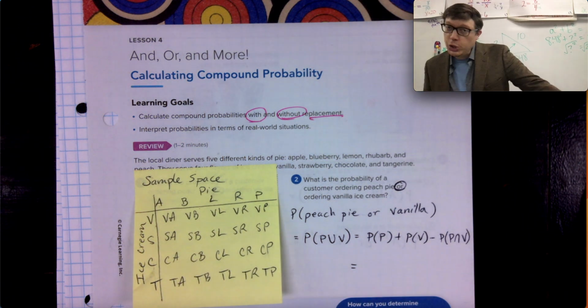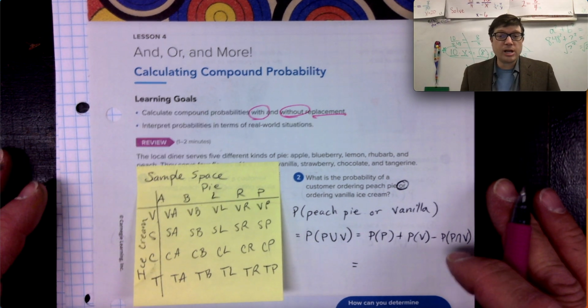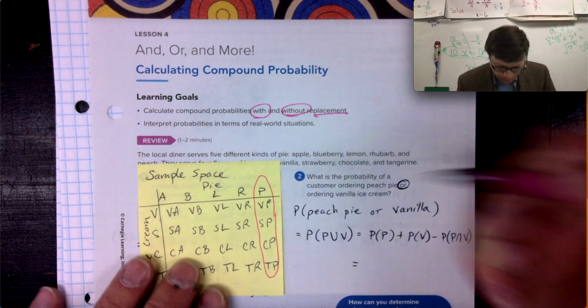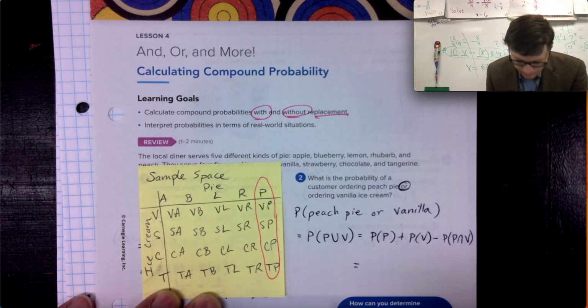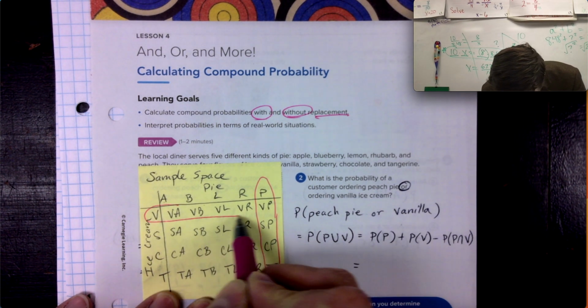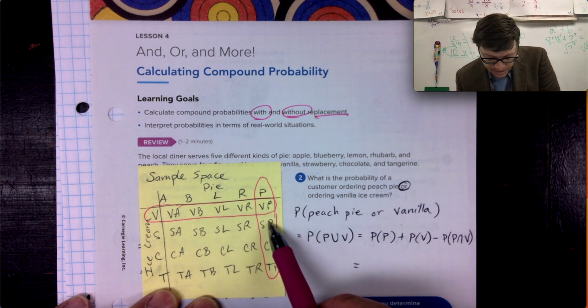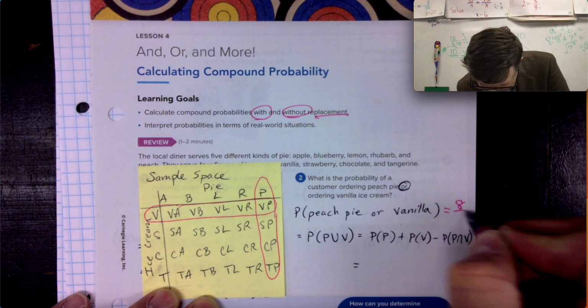Now in question 2, bring out another color here for a second. What is the probability of a customer ordering peach pie? So that's this column. Or mind you, ordering vanilla ice cream, which is this row. So if there are 20 outcomes, then of those 20, I've circled 1, 2, 3, 4, 5, 6, 7, 8 of them. In other words, 8 out of 20.